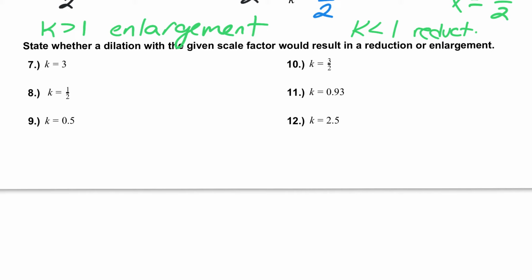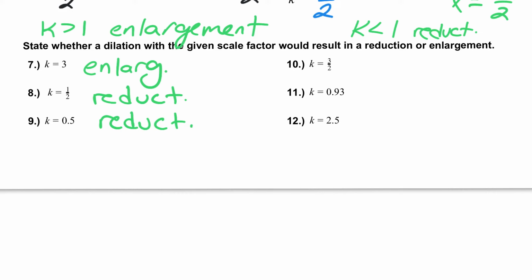For number 7, k is equal to 3, that's going to be an enlargement. For number 8, k is equal to 1/2. 1/2 is less than 1, that's a reduction. For number 9, 0.5 is the same as 1/2, so that's a reduction. It's less than 1. Number 10, we have 3/2. Well, 3/2 is equal to 1.5. 1.5 is greater than 1, so that's an enlargement.